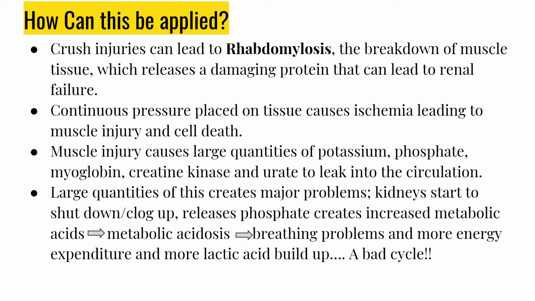So there's continuous pressure placed on the tissue, which causes ischemia, leading then to muscle injury and cell death. The muscle injury causes large quantities of potassium, phosphate, myoglobin, creatine kinase, and urate to leak into the circulation, and the large quantities of this clog up your kidneys, and then it creates a bad cycle where it increases the metabolic acids, which lead to metabolic acidosis, which leads then to breathing problems, more energy expenditure, and more lactic acid buildup. It just creates a vicious cycle.